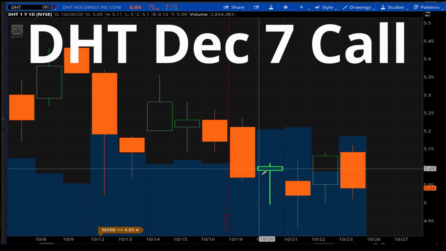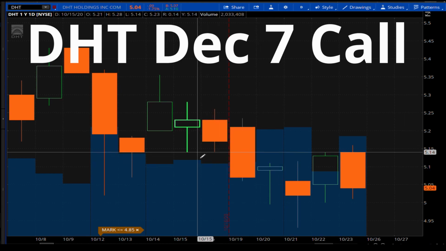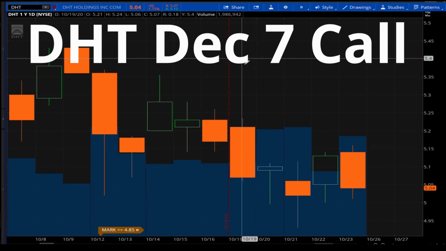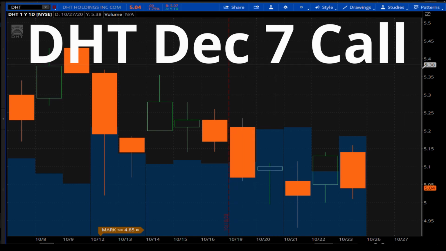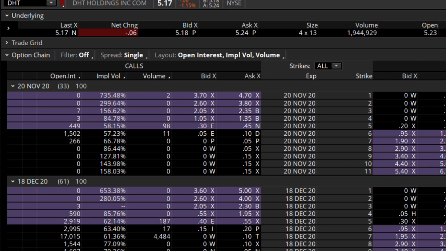So that's where open interest plays a role. So let's go into what happened and let's figure out what these guys are doing. Are they bullish or bearish? And let's figure out how we can use open interest to figure that out. Let's take a look at DHT. What happened on Friday in DHT?